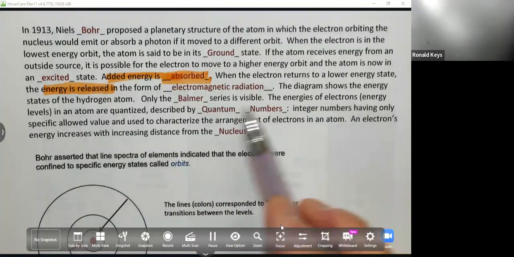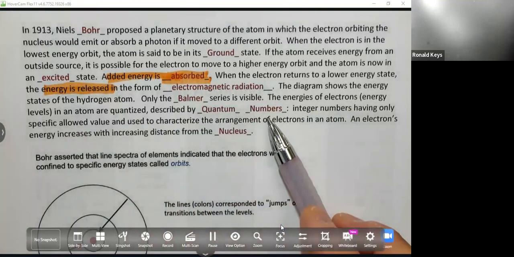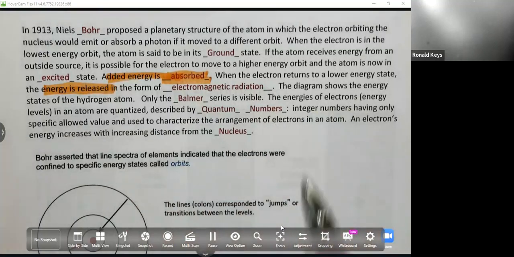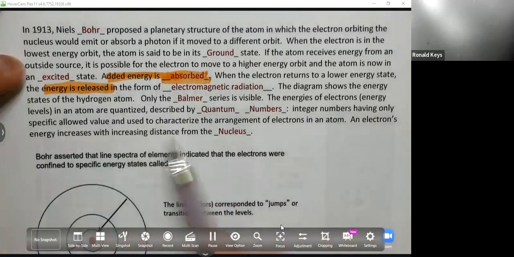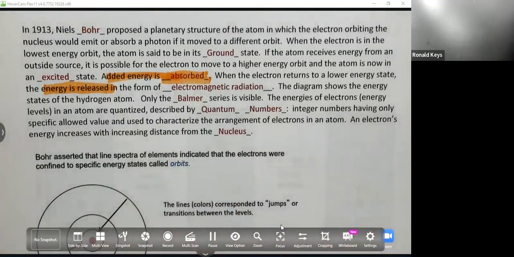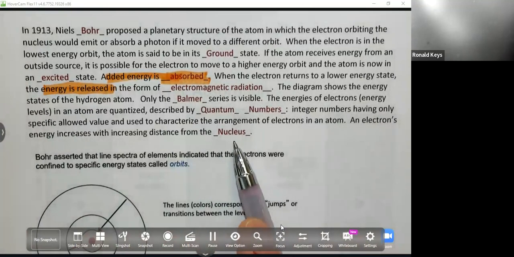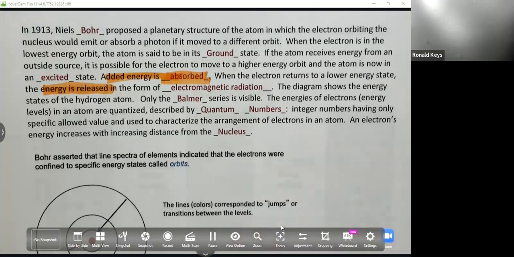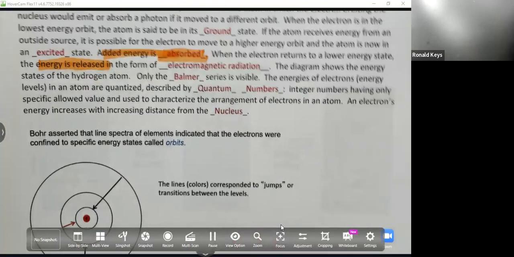The energy levels of an atom are quantized, described by quantum numbers, which we will do in a bit. Maybe not today, not sure yet. Integer numbers having only specific allowed values and used to characterize the arrangement of the electrons in an atom. And an electron's energy increases with increasing distance from the nucleus. The farther it gets, absorbs energy, the farther out it goes, right? Again, it's no different than throwing up a ball. It's farther away from the gravitational pull. It's going to come back now with more energy.